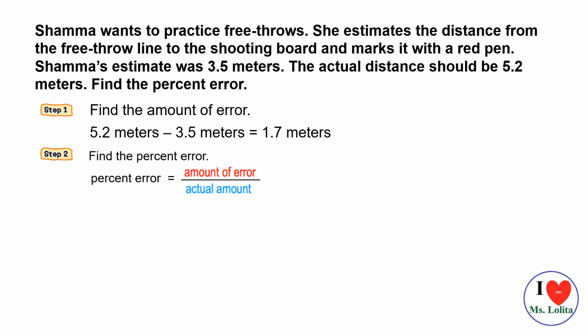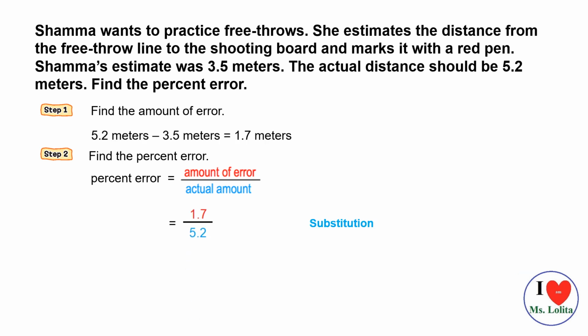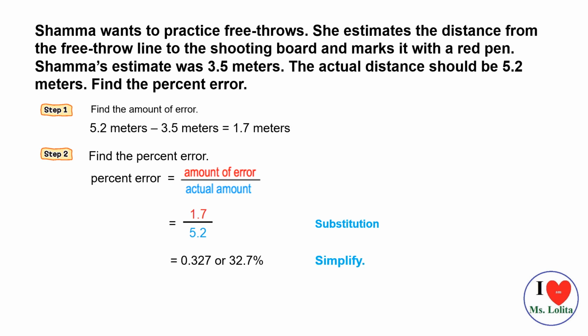After solving for the amount of error, we can now find the percent error. We're going to use the equation: amount of error all over the actual amount. So, by substitution, we get 1.7 all over 5.2. We can simplify now by division. 1.7 divided by 5.2 will give us 0.327. And to get the percentage, we're just going to multiply it by 100, which will give us 32.7%. So, the percent error is 32.7%. It is easy, right?